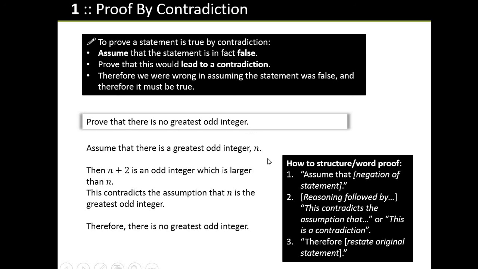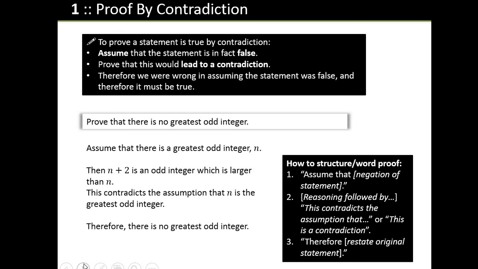So here's the basic structure. Assume that, and then you say the negation of the statement that you're given. Now, it's not quite the opposite, you will see. It's a negation. So we'll look at some examples. Then you go through some sort of reasoning, and then you end up saying this contradicts the assumption that, or this is a contradiction, and then you generally restate the original statement. So therefore, there is no greatest odd integer, for example.